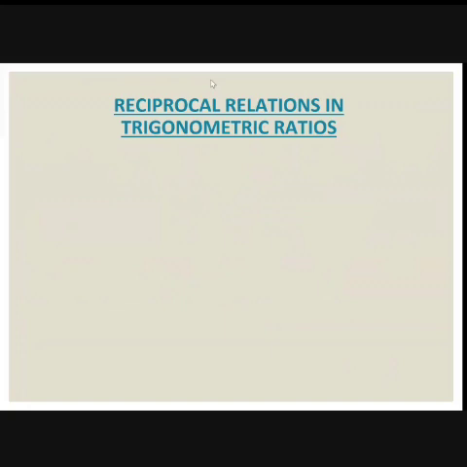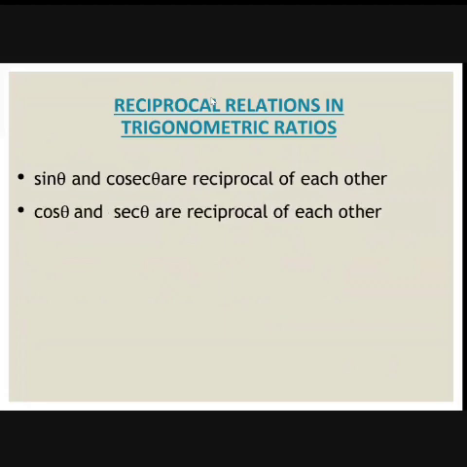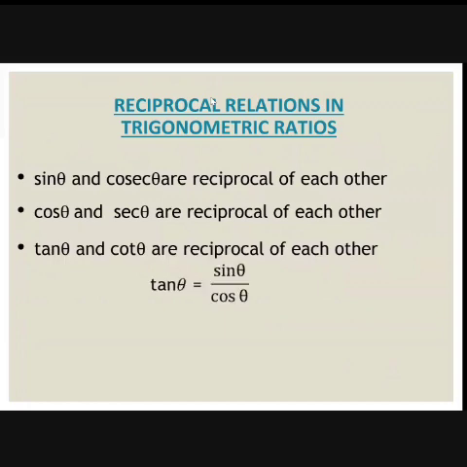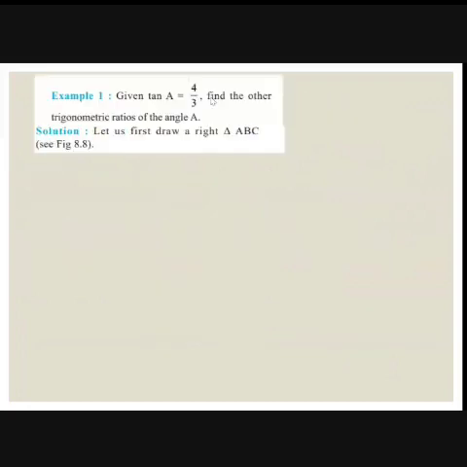The reciprocal relationships in the trigonometric ratios, as I told you: cosec and sine are reciprocal of each other. Sec and cos are reciprocal of each other. Tan and cot are reciprocal of each other. And I have tan theta as sine upon cos and cot as cos upon sine. After that, we have the examples. Then we'll take up the exercise.